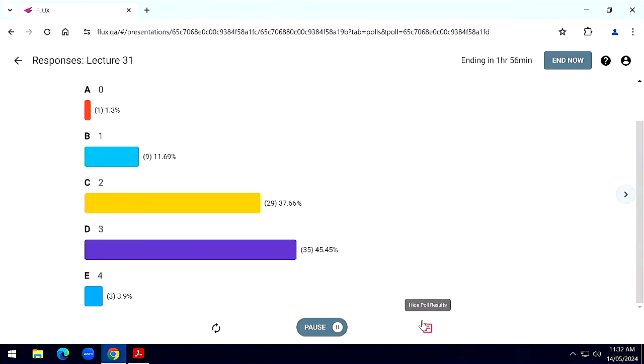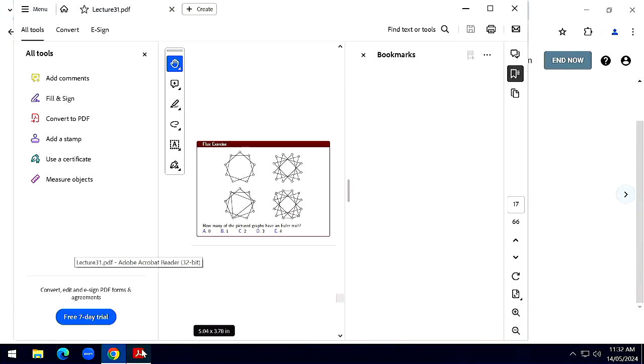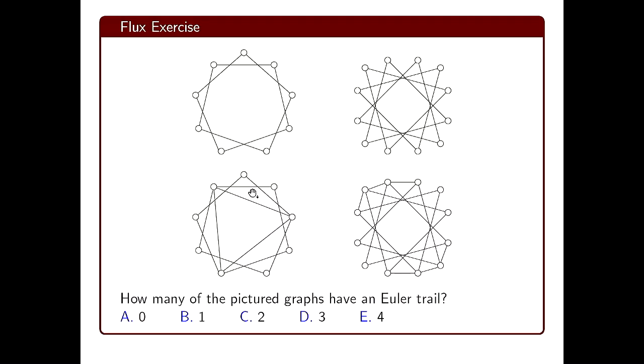So, I think we got some of you. I disagree with most of you. So, okay, so these two on the left definitely do, right? So, well, okay, let's talk about the ones that don't.